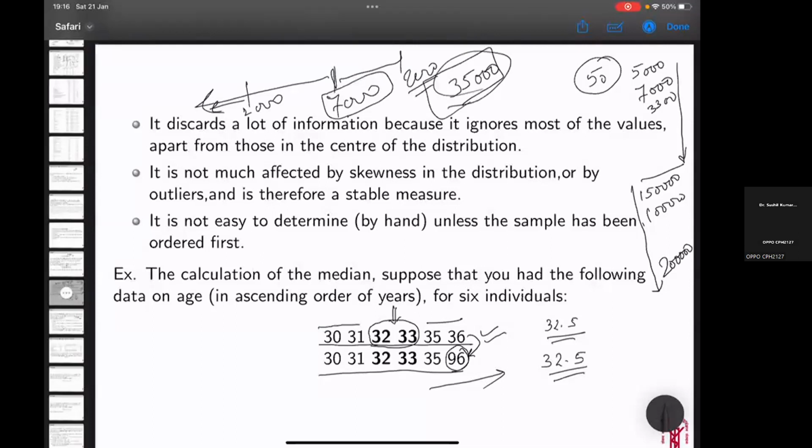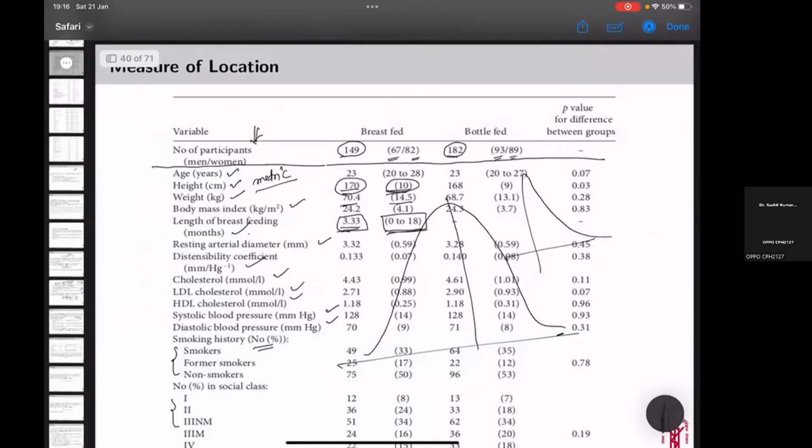What is the mean? The mean is 35,000. So it depends upon the data which numerical summary you should present. If your data is skewed, you should go with the median and quartiles, or median or range. And if your data is not skewed, it is normal, then you should go with the mean. That is what I am also telling in this example. Length of breastfeeding is not normally distributed, so they have given the median 3.33 and also the range. But for height, they have given 170 centimeter as the mean and 10 centimeter as the standard deviation. Okay.